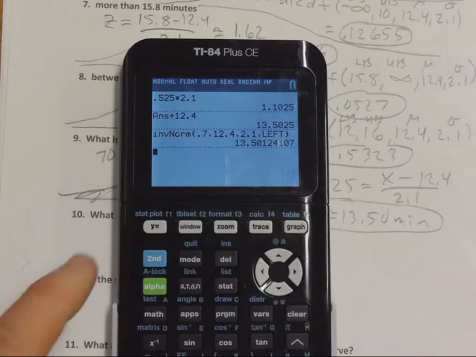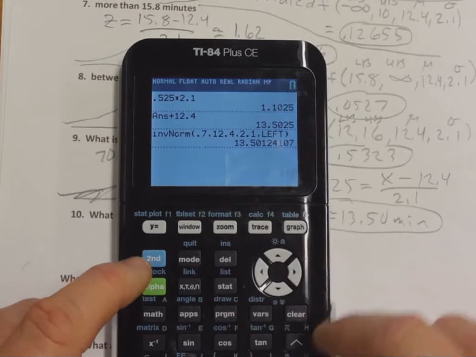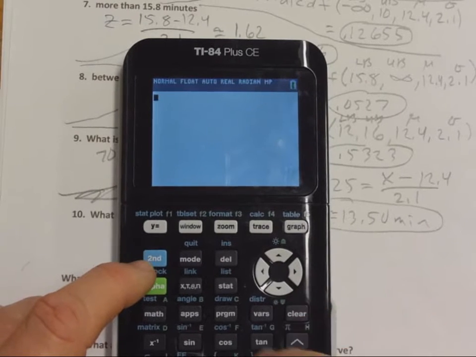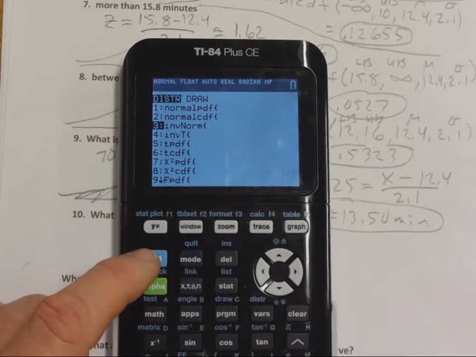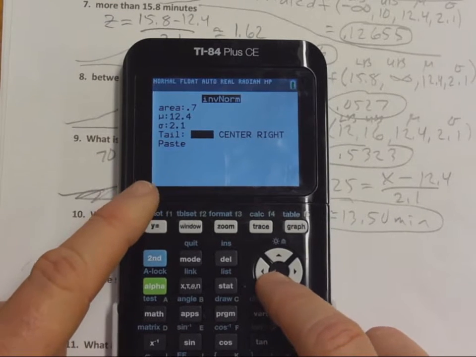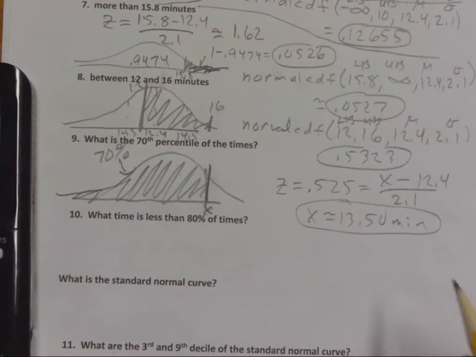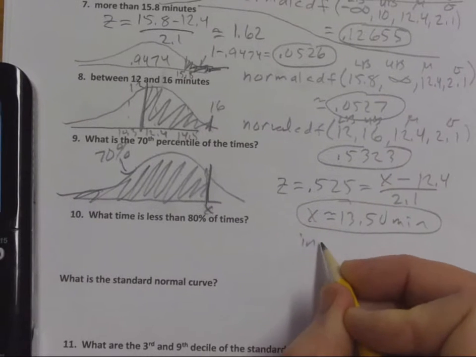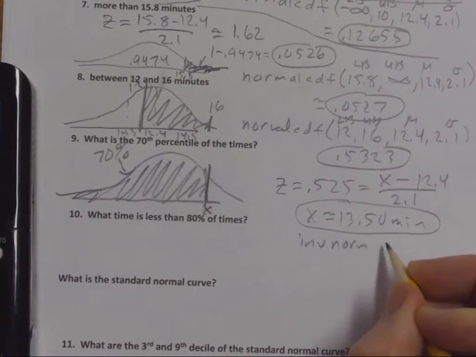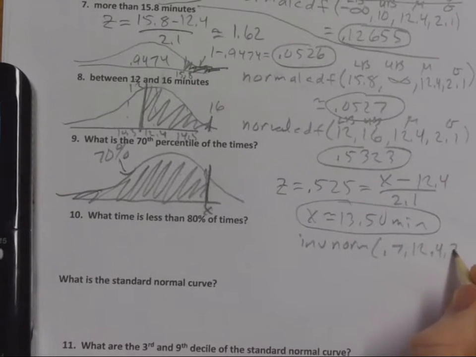So anyway, let me do that again. I don't know if you saw that because of the glare. So what you do is you go second distribution, inverse norm, the area 0.7, there's the mean, there's the standard deviation, and so there it is, 13.50. And so showing your work there, you could go inverse norm and then go 0.7, 12.4, and 2.1.